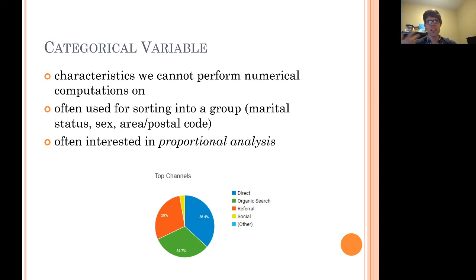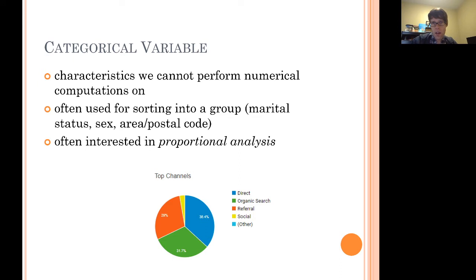And so we essentially have a count of the number of males, number of females, and number of people that don't agree with either of those titles. Pardon me. And we can't do a lot of numerical computation on this. We can look at the proportion of males that answered this survey, or the proportion of females that answered this survey. And that's really as far as we can go with a categorical variable.